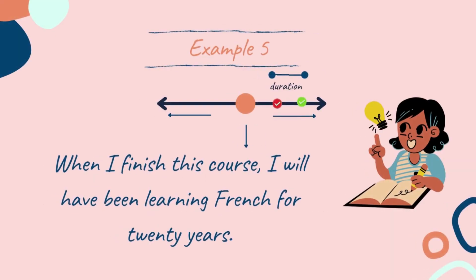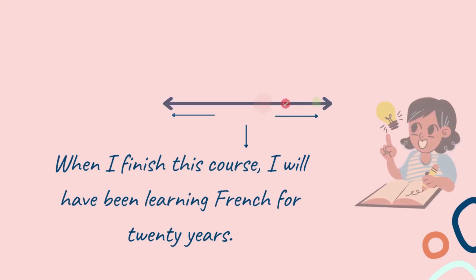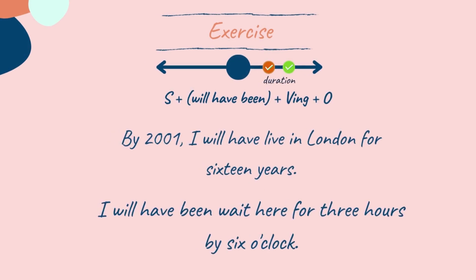When I finish this course, I will have been learning French for 20 years. Here, the activity of learning will have already been started sometimes before. It would be a continuous process till 20 years. But when? When I finish the course. Notice the duration is 20 years. I hope now you are clear on how to have a structure of future perfect continuous tense.